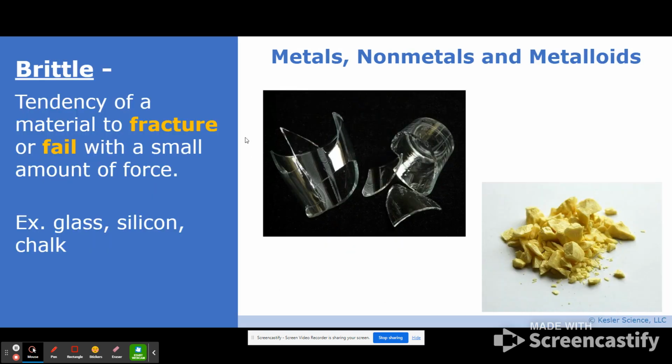Brittle is the tendency of a material to fracture or fail with a small amount of force. So glass is very brittle. If you drop it, it's going to break into a whole lot of pieces. Examples are glass, silicon, chalk. This is sulfur. It's very brittle. It breaks into pieces easily.